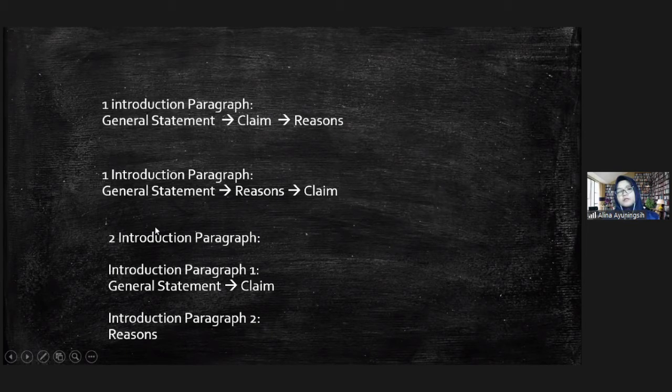Tapi kalau misalnya dia menuliskan 2 introduction paragraph, ini nggak bisa ditukar. Jadi biasanya pasti akan selalu seperti ini kalau di 2 introduction paragraph. Jadi introduction paragraph pertama, general statement atau background information, baru diikuti dengan claim, nanti baru introduction paragraph kedua, dia reason. Jadi nggak bisa ditukar seperti ini ya. Gitu. Jadi akan selalu seperti ini.